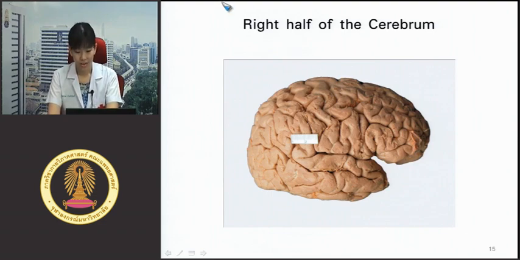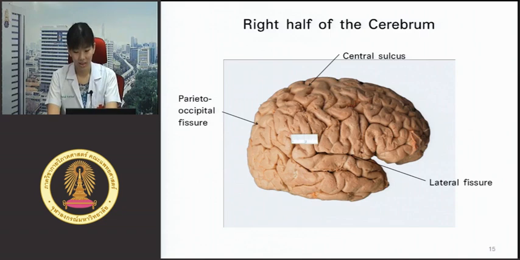On the lateral surface of the right half of the cerebral hemisphere, the central sulcus, parieto-occipital fissure, and lateral fissure are located. From this view, observe again parts of the frontal lobe, parietal lobe, occipital lobe, and temporal lobe.